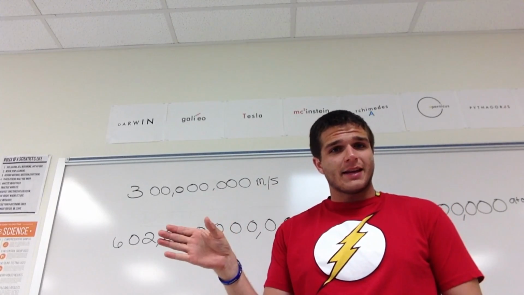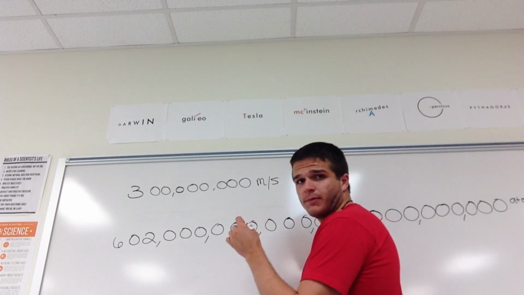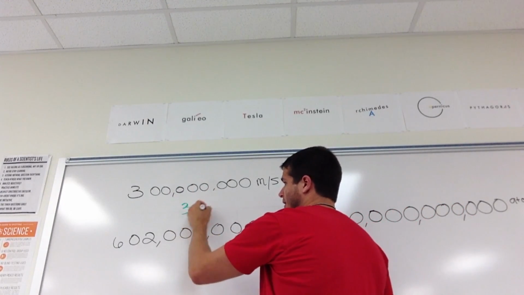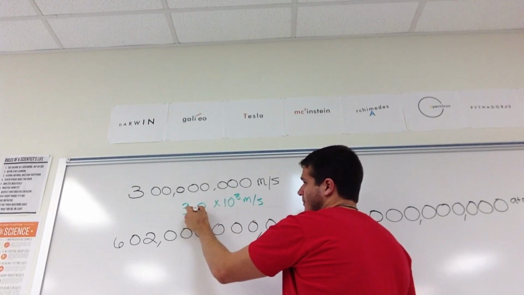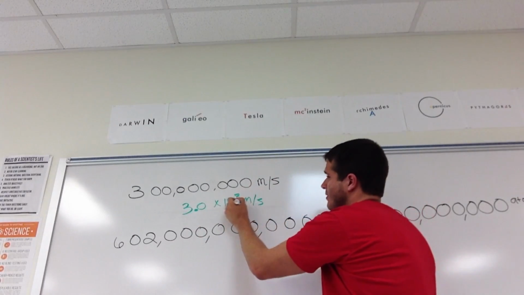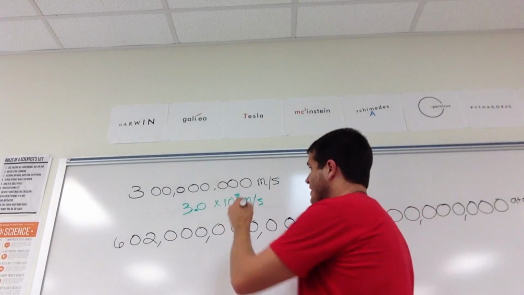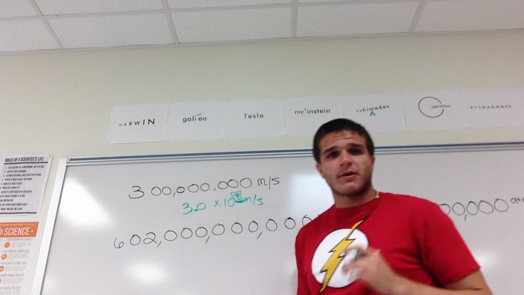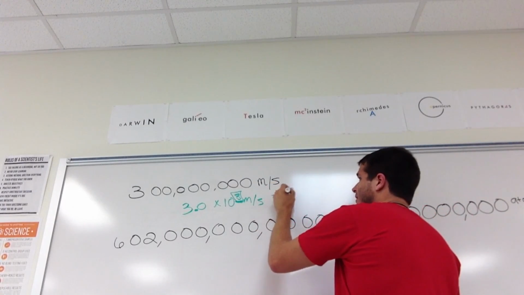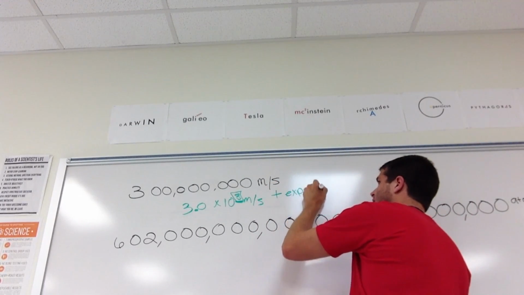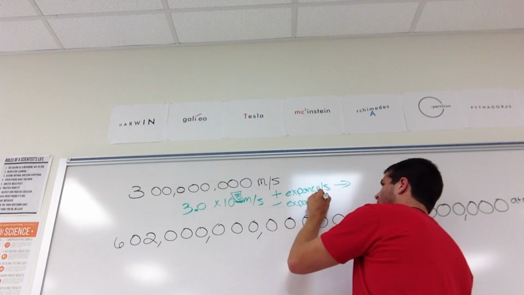Times 10 to the 8th power is scientific notation, scientific shorthand. What it tells you is that in this 3.0 times 10 to the 8th meters per second, the decimal gets moved 8 times. Whatever the power is, that's how many times you move the decimal to the right, if the exponent is positive. If the exponent is negative, then you move the decimal to the left. So make sure you remember: positive exponents move to the right, and negative exponents move to the left.